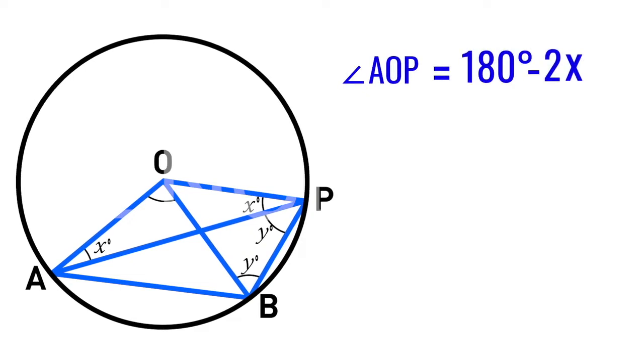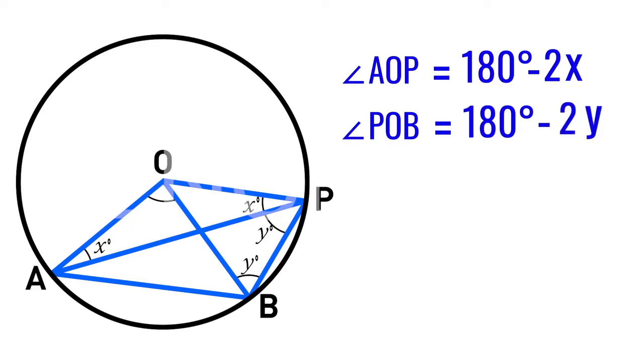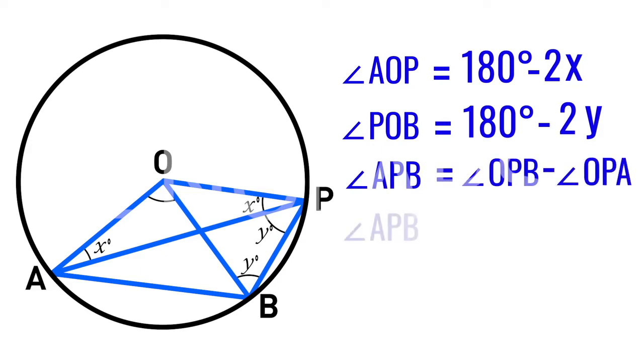Similarly, OP and OB are radii of the circle. So, triangle OPB is an isosceles triangle. If we consider angle OBP as y degree, then angle OPB is also y degree. From this, angle POB will be 180 minus 2y degree. Here the difference of angle OPB and angle OPA will give the angle APB. So, angle APB is equal to OPB minus OPA. That is, APB is equal to y minus x.